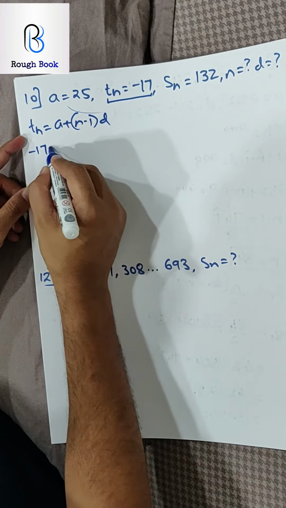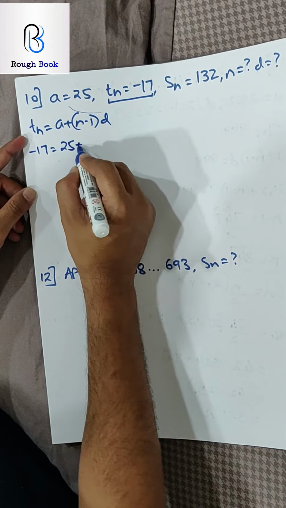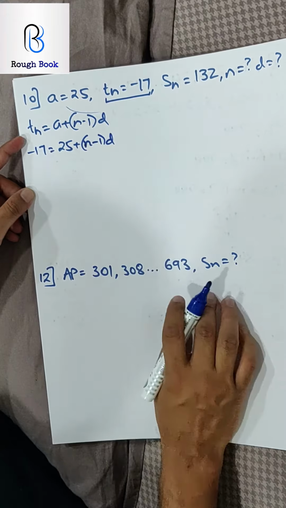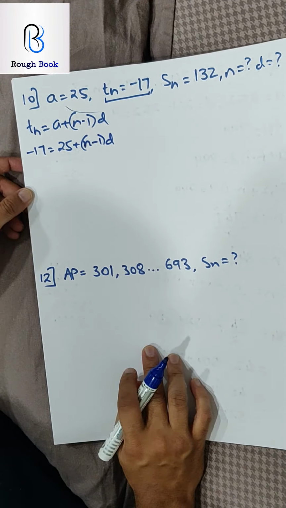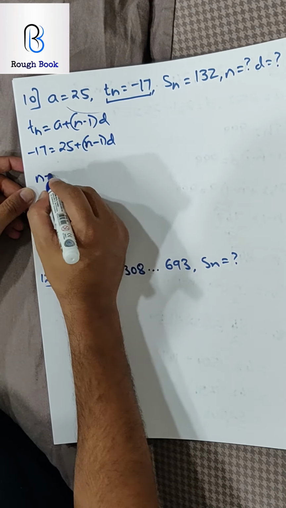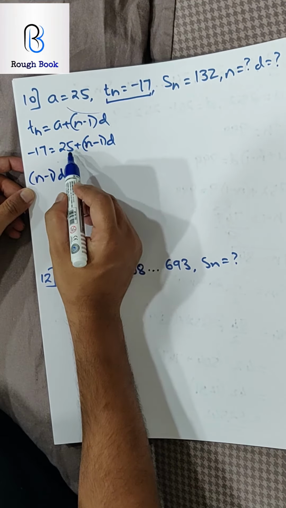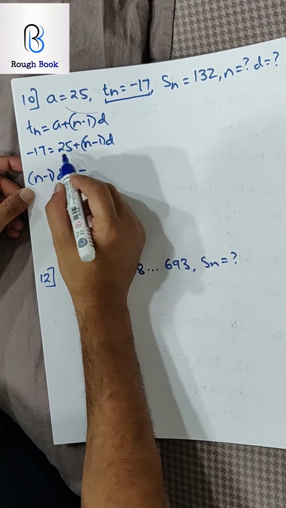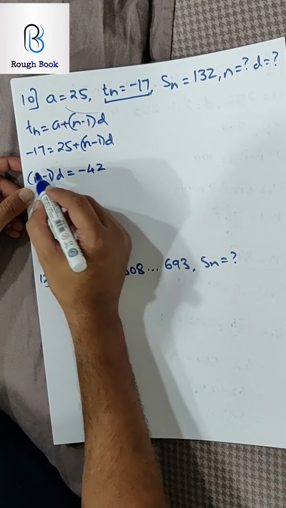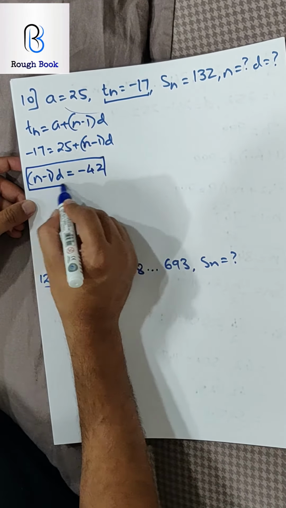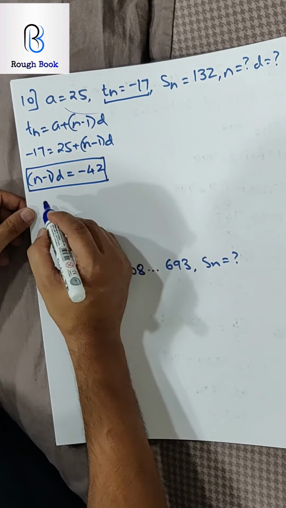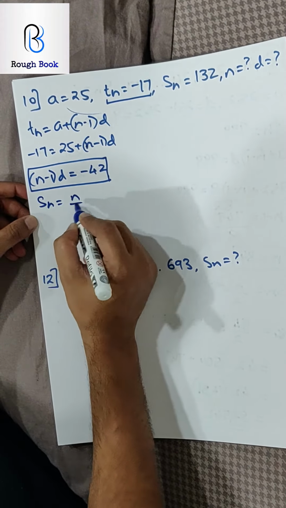So Tn is negative 17, A is 25, n is not known and d also is not known. So both are unknown for us at the moment. We will see what to do. (n minus 1) into d. 25 goes on the other side. So minus 42. Yeah. Leave this as it is. I'll tell you what to do then. First reach here. Now we will try and apply Sn.